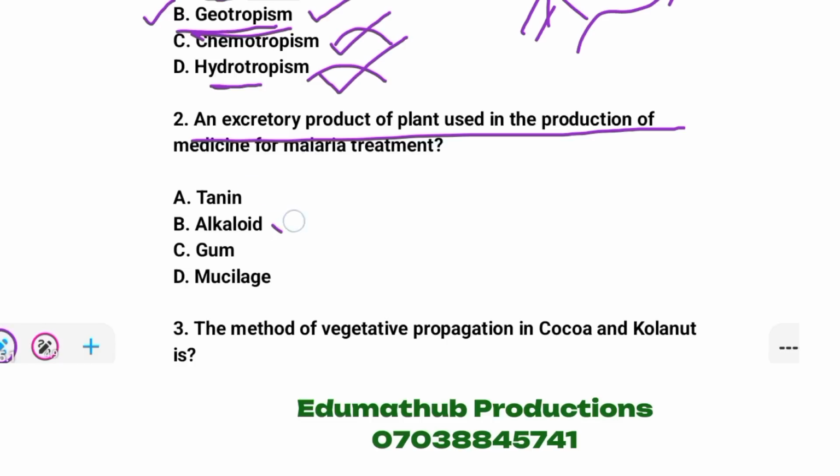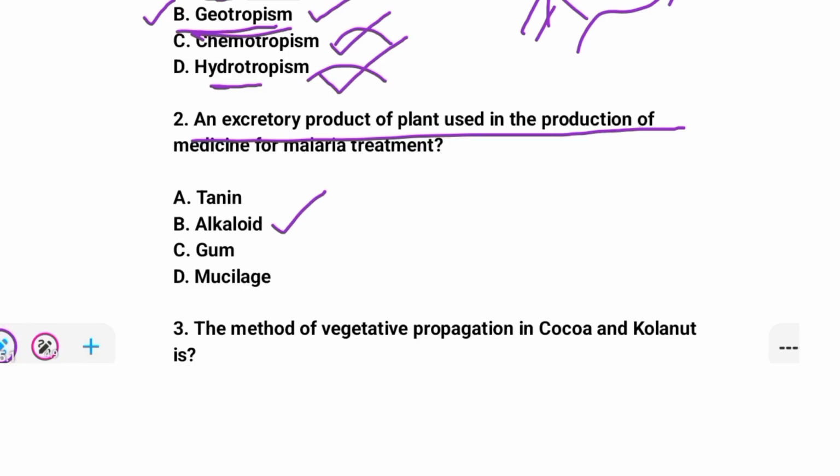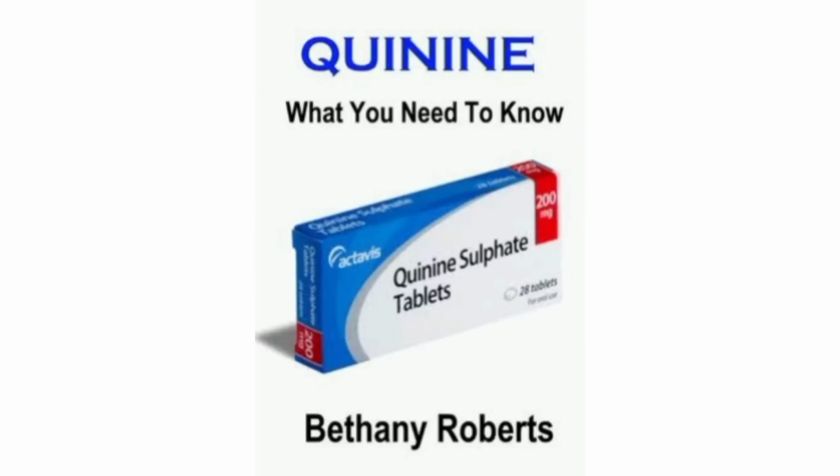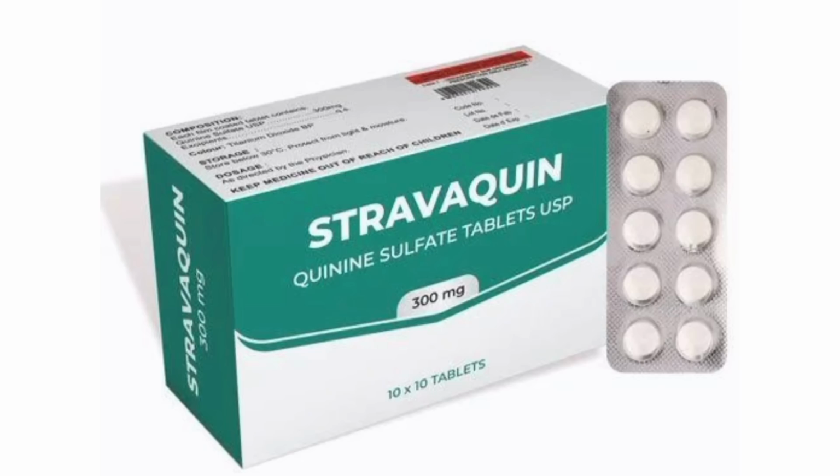Then you have alkaloid. Alkaloids are basically organic compounds. So a critical element of alkaloid is what is called quinine. Quinine is an organic compound. They always use things like chloroquine. That chloroquine is an anti-malaria drug that if you take it, it will help you to combat against malaria.